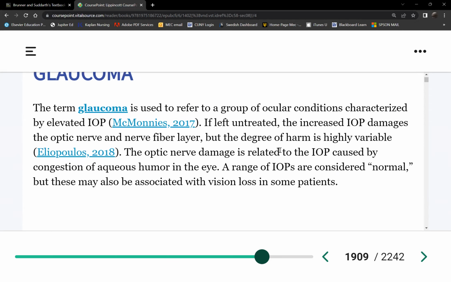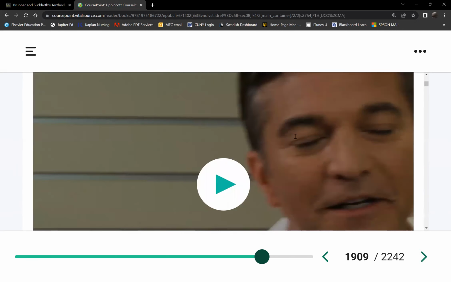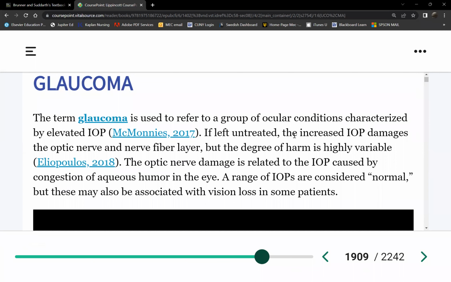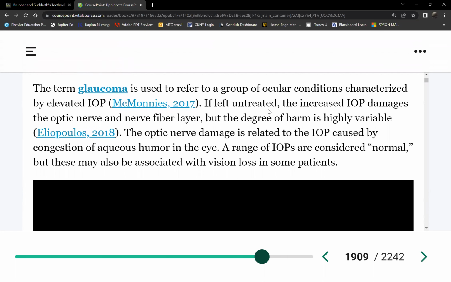Okay, let's go to glaucoma. I showed you last week about the angle on the eye structure. Glaucoma is caused by increased intraocular pressure in the eye. There are two possible causes here. Remember those angles I showed you last week? Either those canals are mechanically obstructed. So let's say there's a swelling or a trauma to the eye that caused the angle to narrow even further.